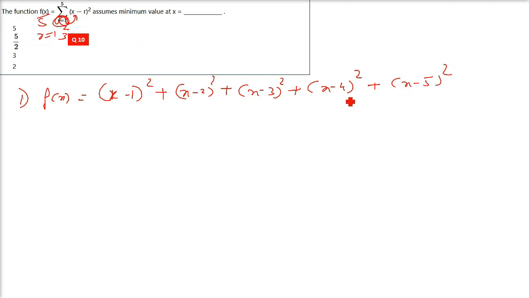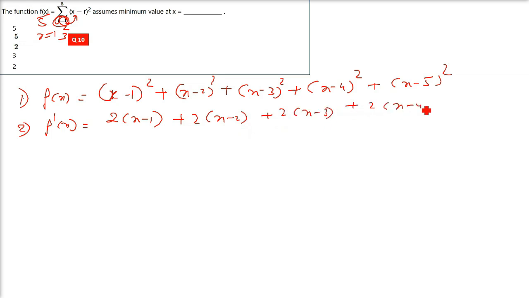And if you remember, x minus a whole square, x minus b, x minus c whole square, that question has already been completed. So this is differentiation now: twice (x minus 1) plus twice (x minus 2) plus twice (x minus 3) plus twice (x minus 4) plus twice (x minus 5). This is the first differentiation.